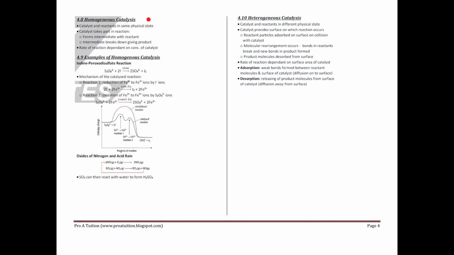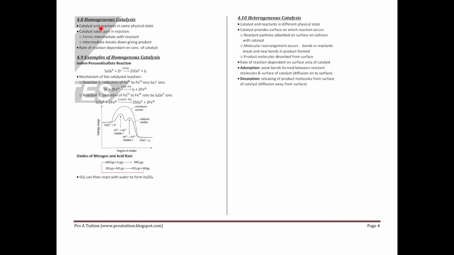Homogeneous catalysis. When you see homogeneous, you have to know homo means same. So what is same here? Same physical state. What are the same in physical state is between the reactants and the catalyst. For example, if the reactant is aqueous and the catalyst is also aqueous, then they are homogeneous. If they are not the same, then we call it heterogeneous.